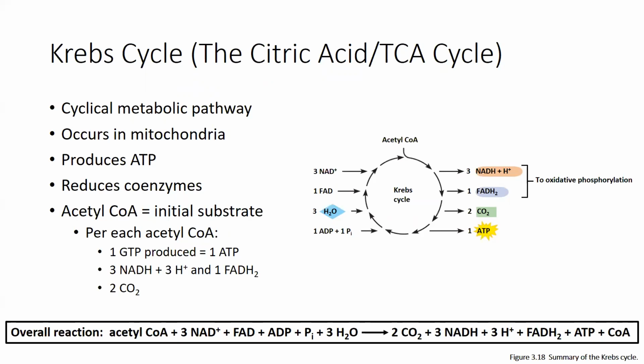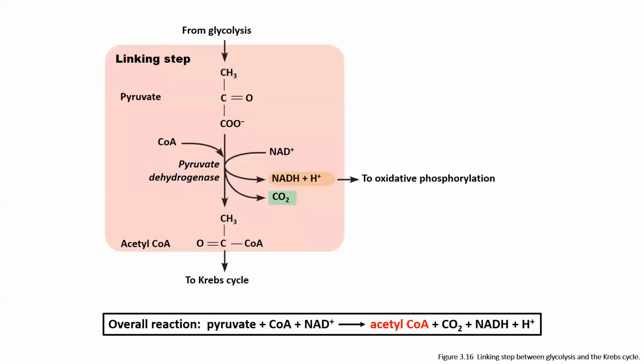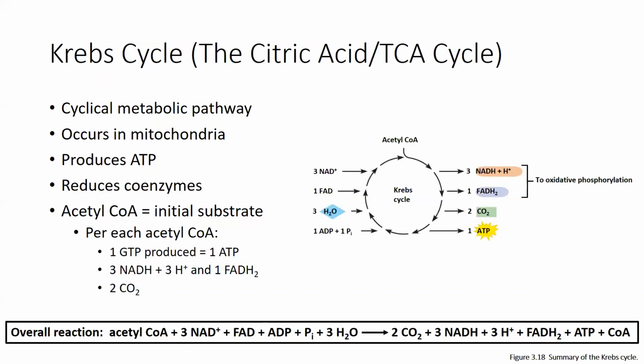So through glycolysis, we got 2 net, right? How many did we get in that linking step? Let's jump back. We didn't get any here. How many did we get in this step? We got 1, right? But because we're doing this twice, how many did we actually get? 2, right? So far we have 4 net ATP, okay?